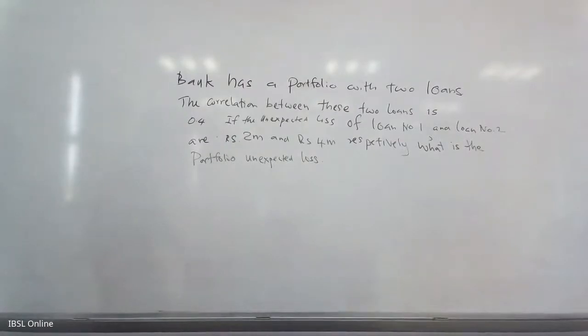So you can do it with the use of the formula. The portfolio unexpected loss is equal to the square root of loan number 1's unexpected loss squared plus loan number 2's unexpected loss squared plus 2 into the correlation into the unexpected loss of 1 and the unexpected loss of 2. If you do the calculation, you will come up with the answer. So can you try to do that to get the unexpected loss calculated?